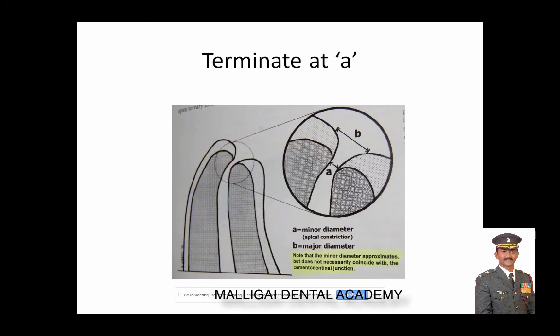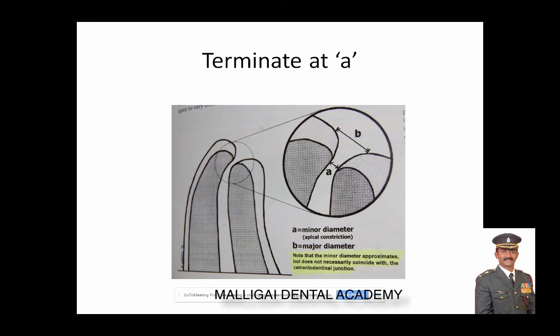Can everybody see the image? Hello? Is the image visible on your screen? Yes.